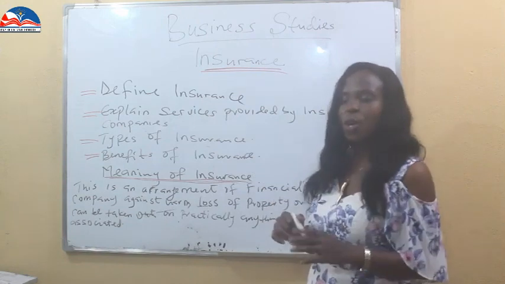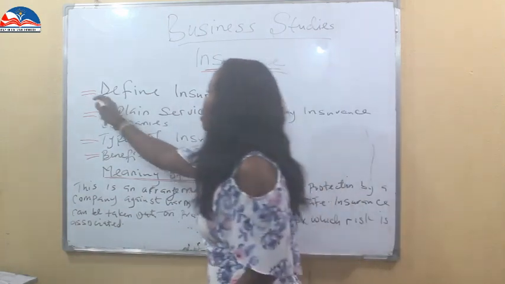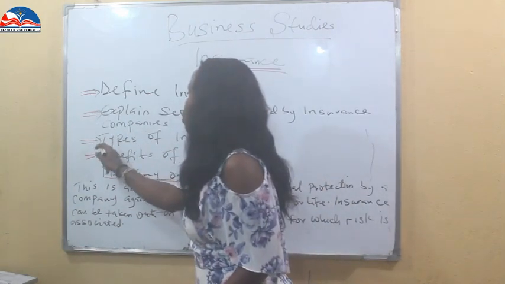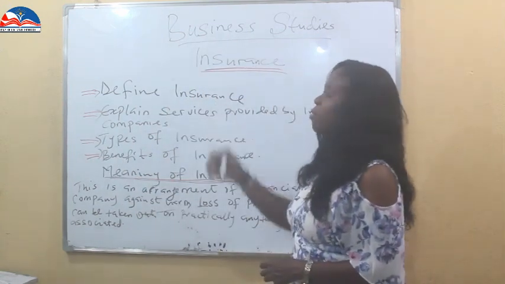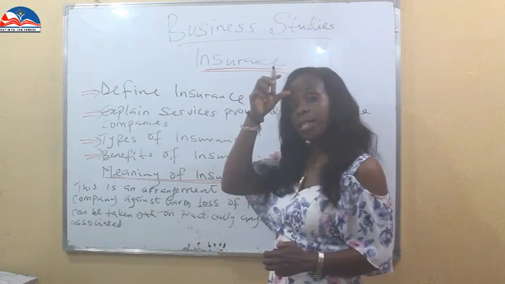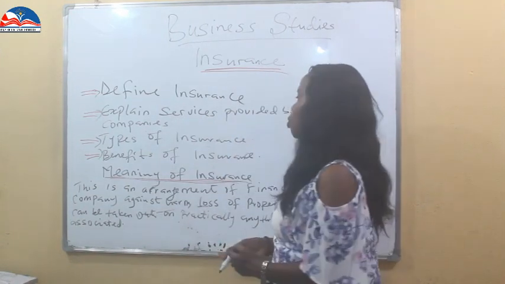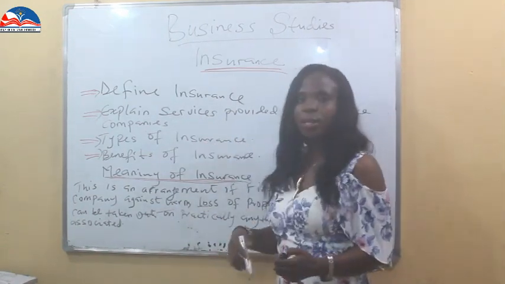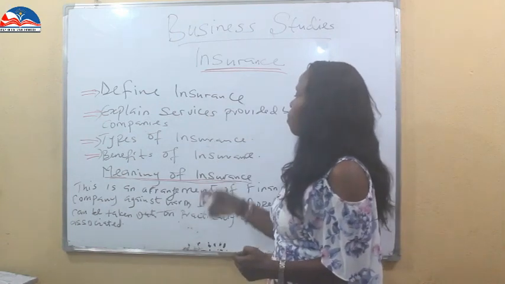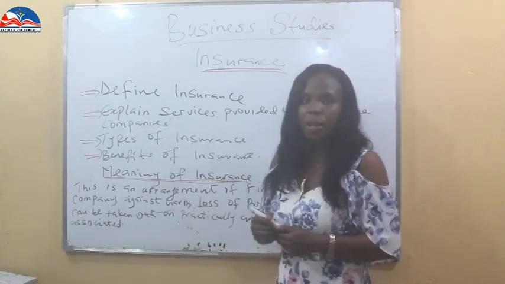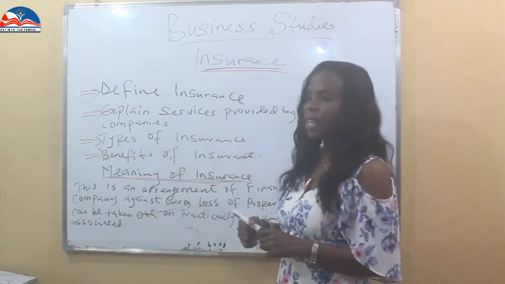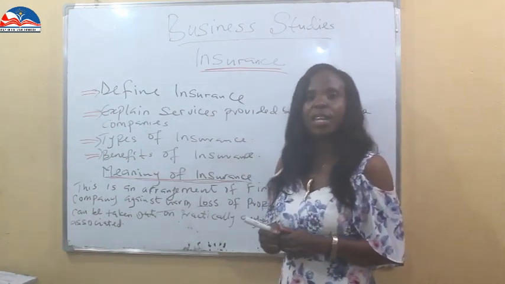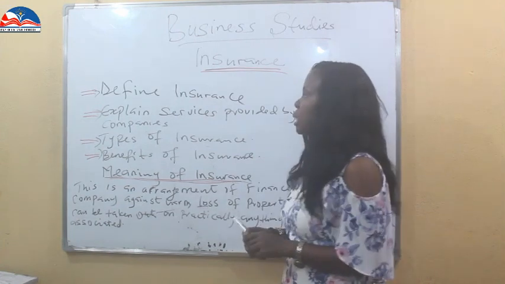We are going to discuss four major areas in our class for today. We will talk about what insurance means, the services that insurance companies provide to us, types of insurance that are undertaken, and then benefits of insurance. These four areas are our key focus for our study today. Let's dive into the class by taking our first area, which is insurance.